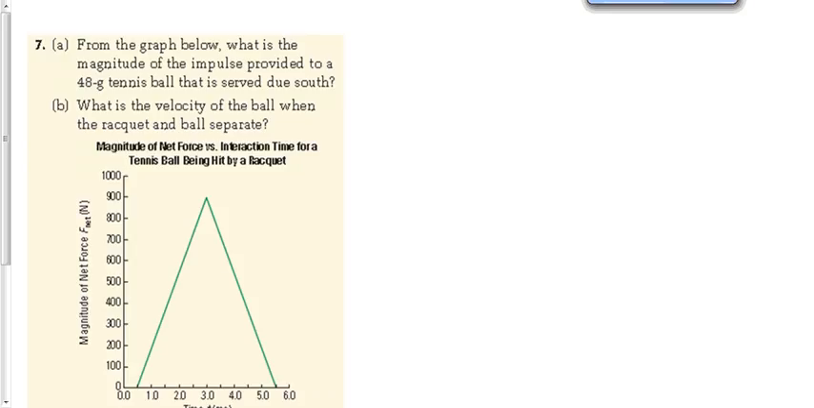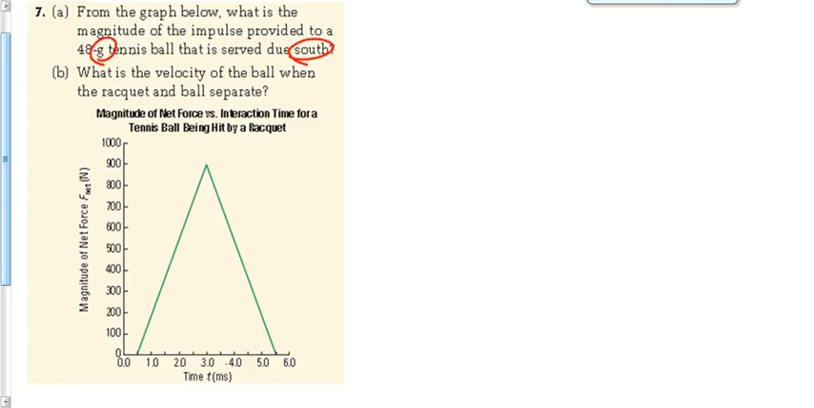Number 7 says, from the graph below, what is the magnitude of the impulse provided to the 48-gram tennis ball that served due south? Okay, area equals impulse, right? One more thing there. If you can actually see the entire graph, the time is in milliseconds, right? Be careful with that, especially when it's on a graph. Let's find the impulse here.